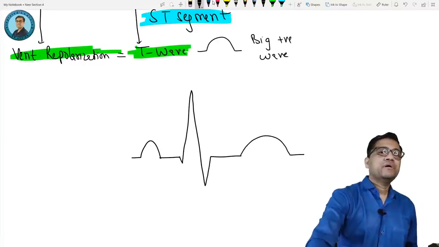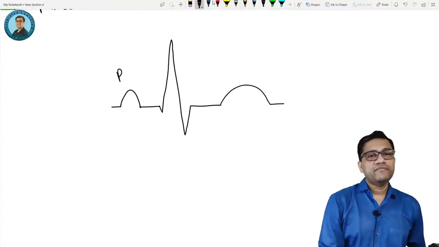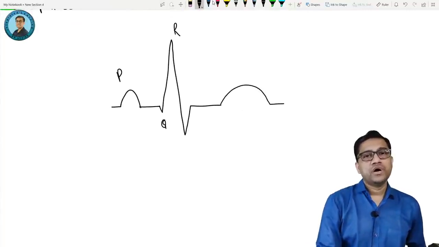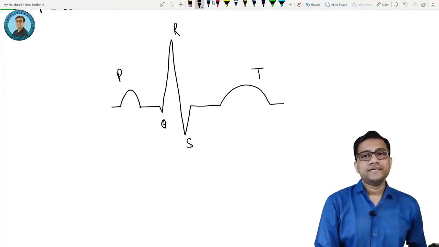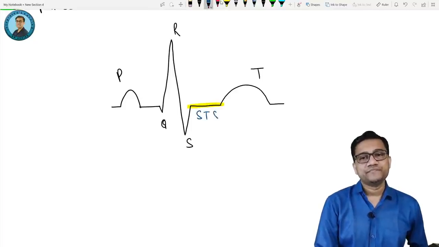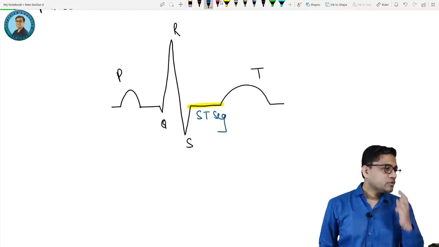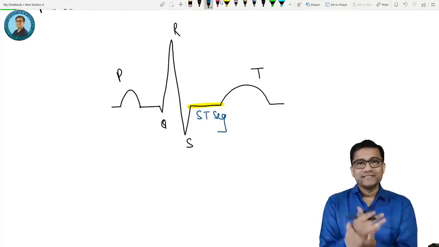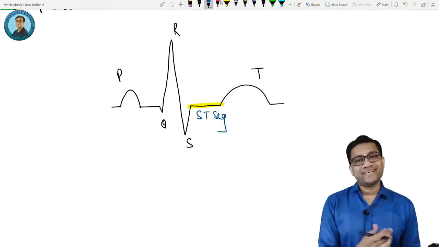Can you see it? So this is the P wave, Q, R, S, T. Are you clear? What is the interval? This is S, T. So the yellow one is the ST segment. Are you clear? So yellow is the ST segment.